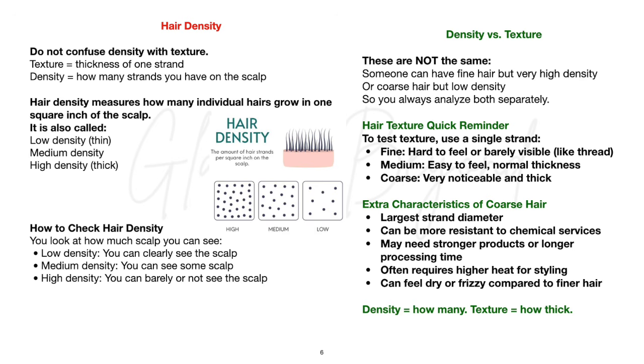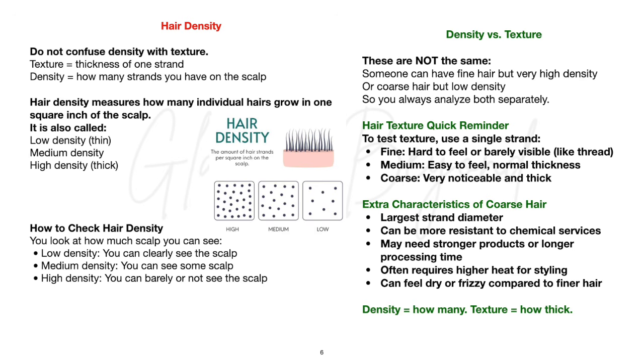How to check hair density? You look at how much scalp you can see. Low density, you can clearly see the scalp. Medium density, you can see some scalp. High density, you can barely to not see the scalp. Density versus texture, these are not the same. Someone can have fine hair but very high density, or coarse hair but low density. So you always analyze both separately.